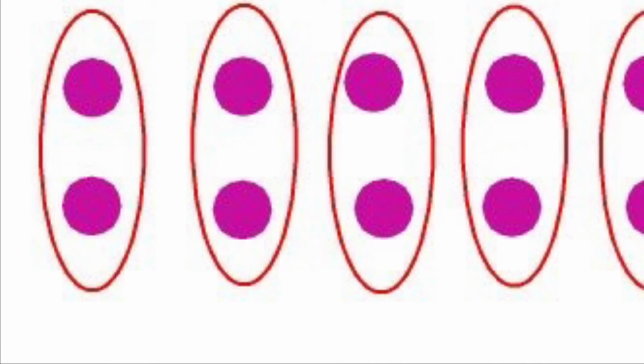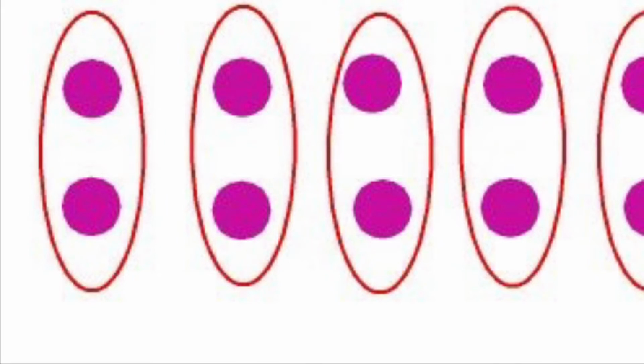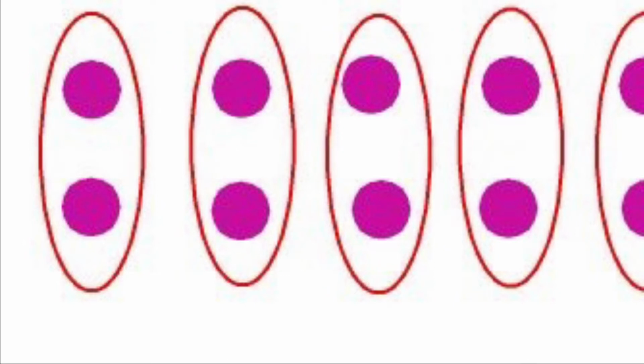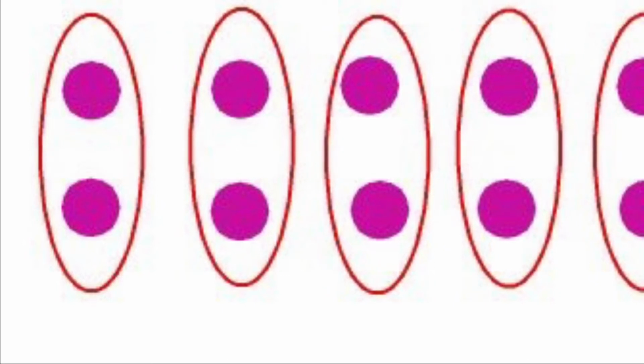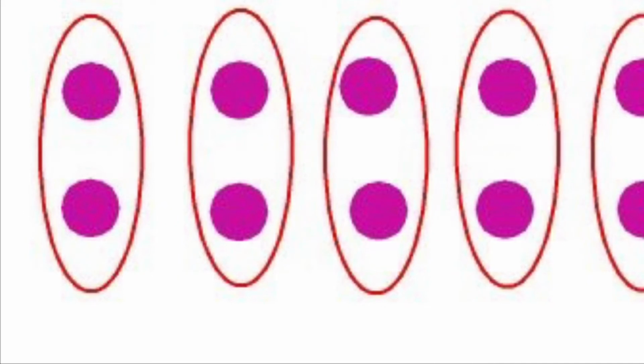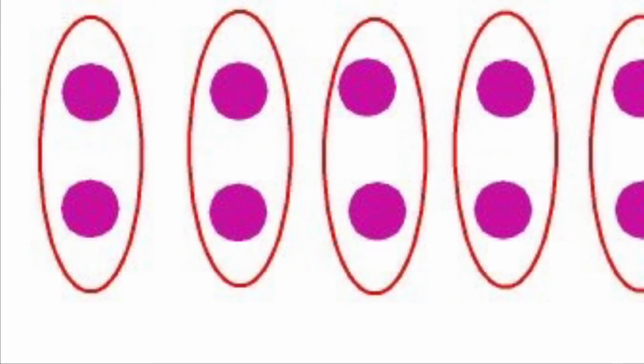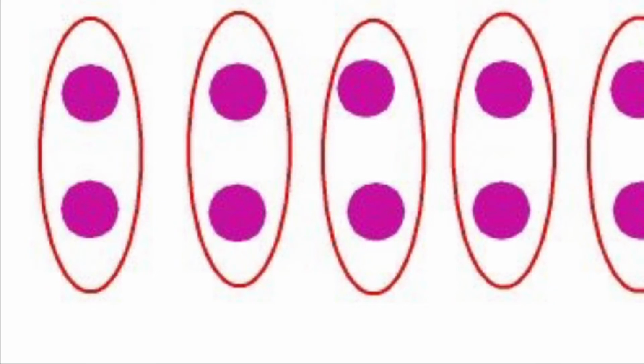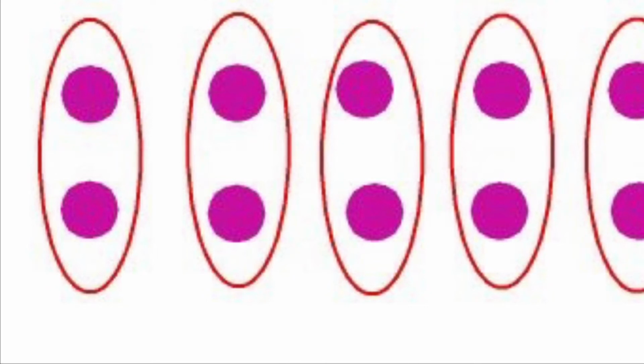So I did this a little different. I have 5 groups, and each of those groups have 2 in them. So take a minute and count all of those dots. All right, if you counted those, you would see that there are 10 dots. So there are about 10 seeds in each apple.